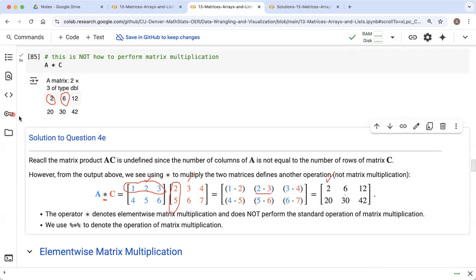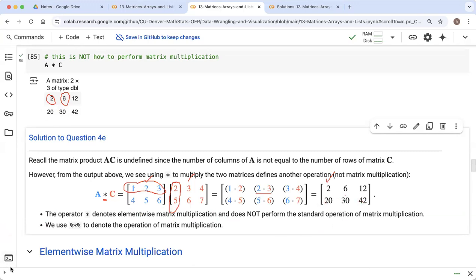So what seems to be going on here is, to calculate this entry, which is in row 1, column 3, I take the entry in row 1, column 3 of A, multiply by the entry in row 1, column 3 of C. 3 times 4 gives me 12. And we do this position by position. So row 2, column 1, I take row 2, column 1 of A times row 2, column 1 of C. 4 times 5 gives me 20. And we fill out the rest of the elements in the same way.